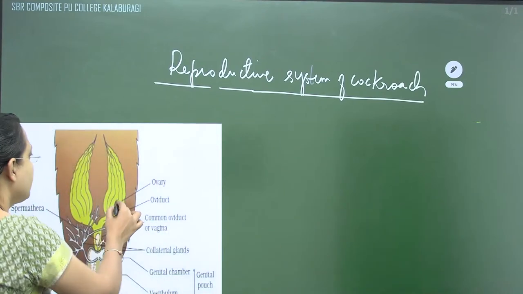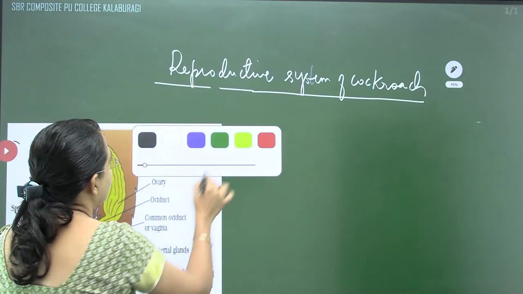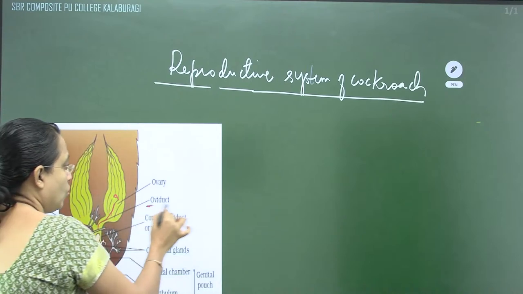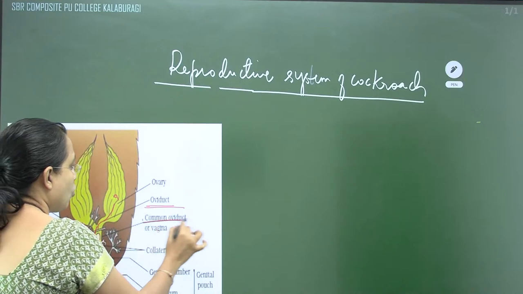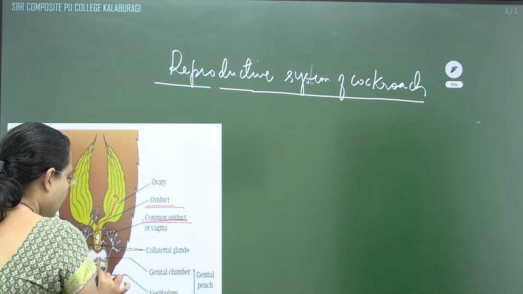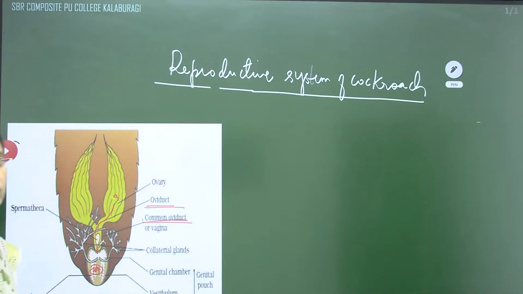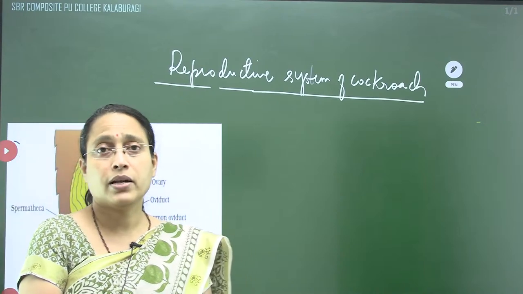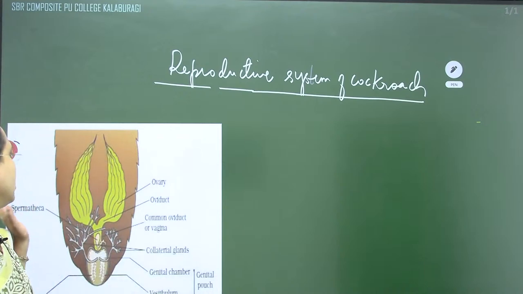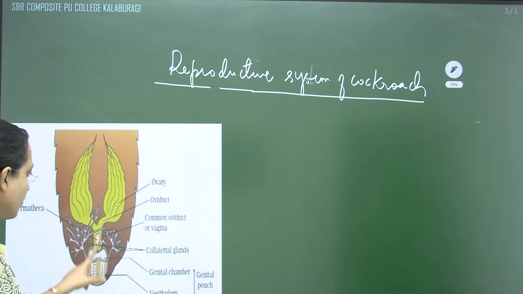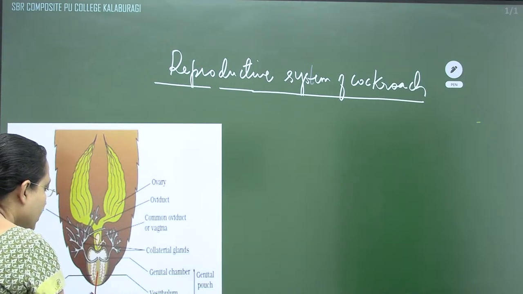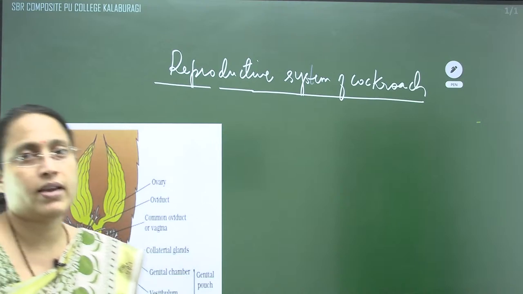So this is about the female reproductive system. The egg is produced here, goes into the oviduct and then comes into the common oviduct. Later on it is fertilized and deposited in the ootheca. So this completes the female reproductive system. This whole system is ultimately meant for production of egg, transfer of egg, including it in the ootheca, and their ultimate deposition in the damp crevices.